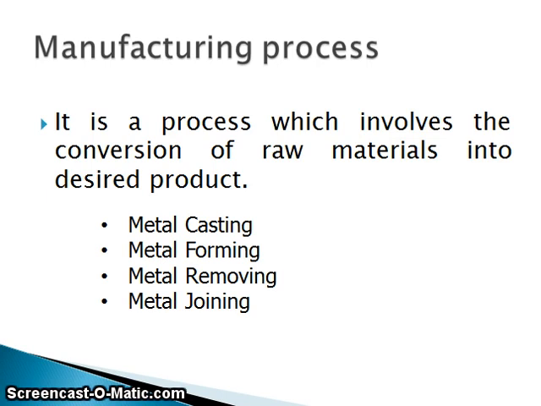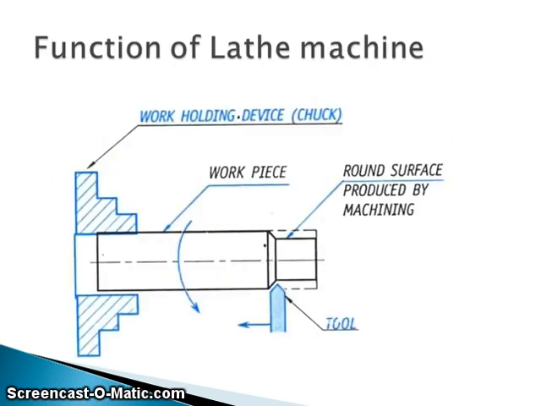The lathe machine, drilling, and shaper are all processes that come under metal removing. According to the diagram, the main function of a lathe machine is to remove metal from the workpiece to give the required shape and size. This is accomplished by holding the work securely and rigidly on the machine and then turning it against the cutting tool, which removes the metal from the work in the form of chips.